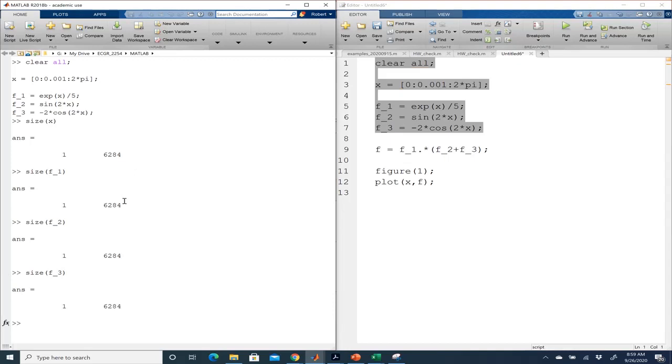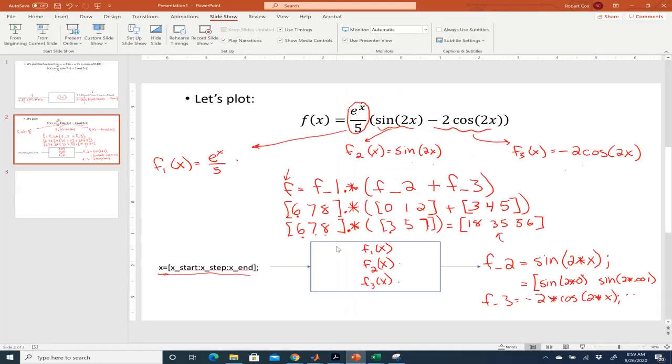Okay, so once I know that, I've got to be really careful when I do operations like division or multiplication, when I am trying to operate individually on the elements of each vector like I had here.